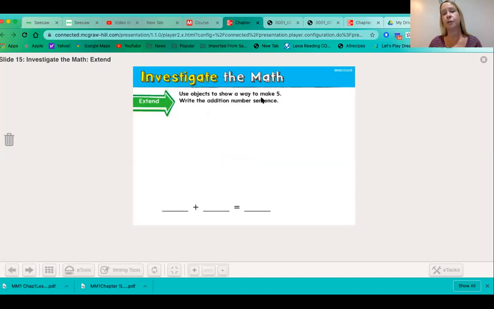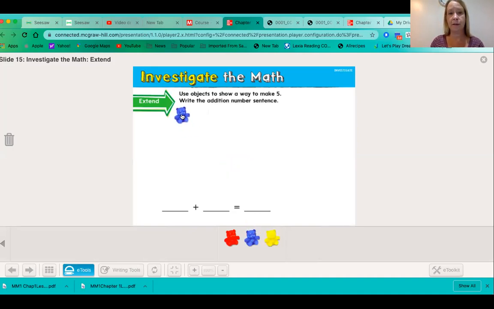Use objects to show a way to make 5. Okay, we're going to do the same thing. This time I'm going to do them in order. So I'm going to use blue bears again. And so if I have 5 blue bears and 0 yellow bears, that is 5 bears.